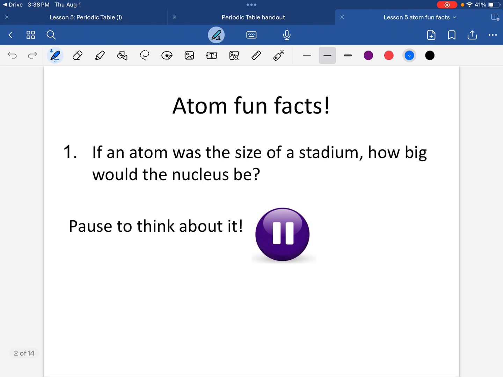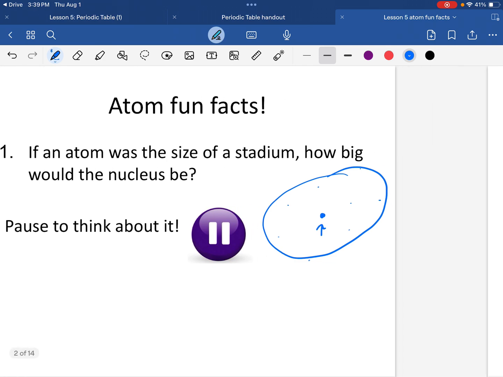Okay, so here are the atom fun facts. First question. If an atom was the size of a stadium, so think of a football stadium, how big would its nucleus be? So if we enlarged an atom all the way to the size of an enormous football stadium, and its nucleus was in the middle, and its electrons were zooming around the nucleus, how big would that actual nucleus be inside of that stadium? Pause.